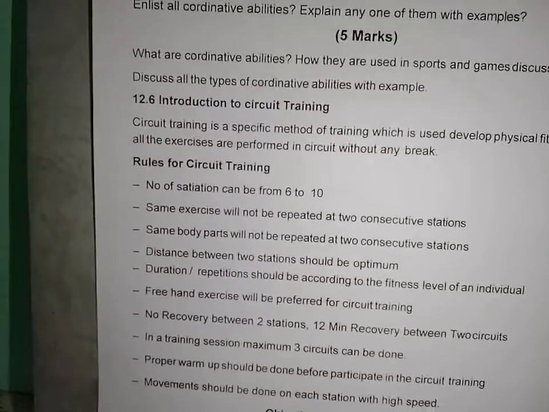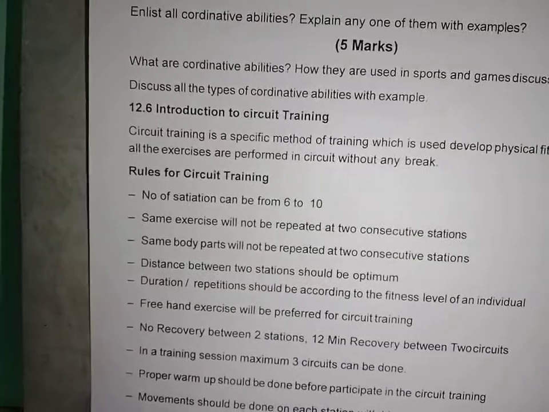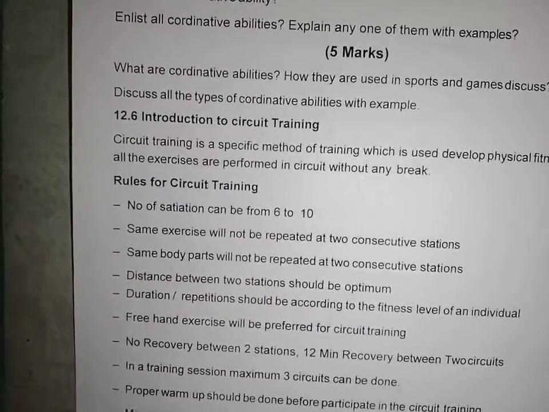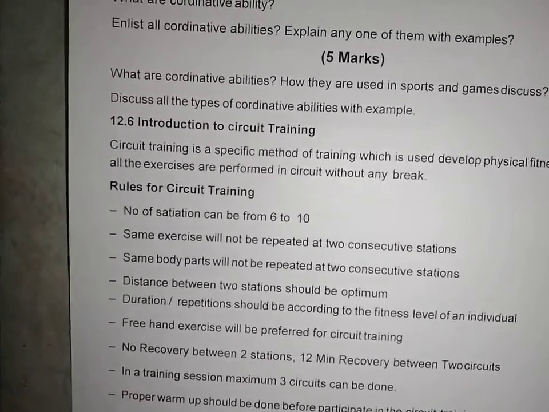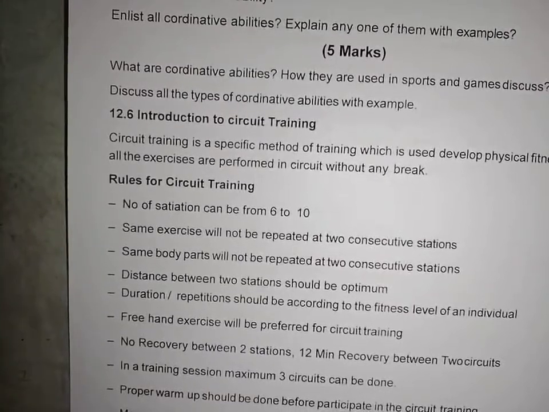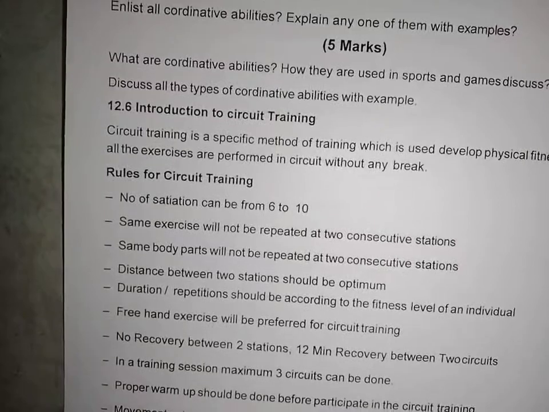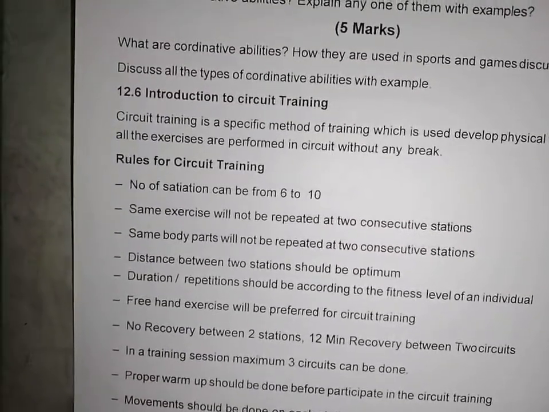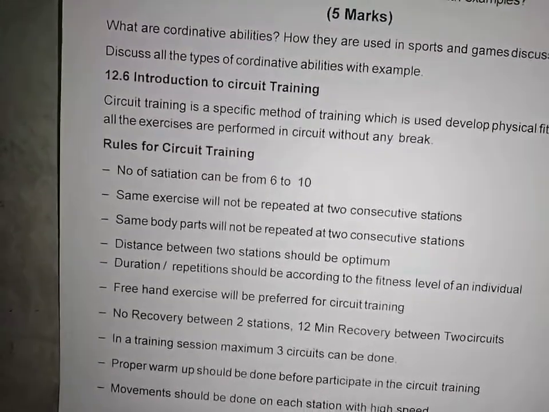Rules of circuit training. The number of stations can be from 6 to 10. Standing places should be 6 to 10. The same exercise will not be repeated at two consecutive stations. The same body parts will not be repeated at two consecutive stations. Distance between two stations should be optimum. Duration and repetition should be according to the fitness level of the individual.